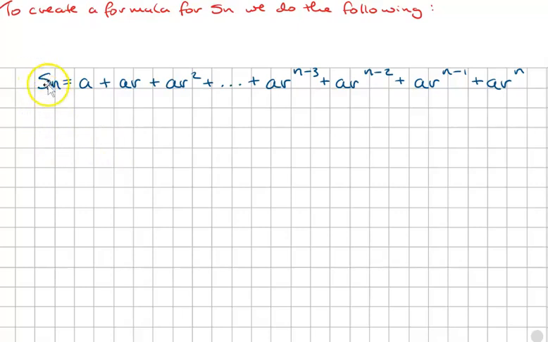So Sn is equal to A, so the first term, plus AR, so it's the first term multiplied by the common ratio, plus AR squared, so it's the first term multiplied by the common ratio multiplied by the common ratio again, plus ... plus AR to the power of n minus 3, plus AR to the power of n minus 2, plus AR to the power of n minus 1, and finally up as far as AR to the power of n.